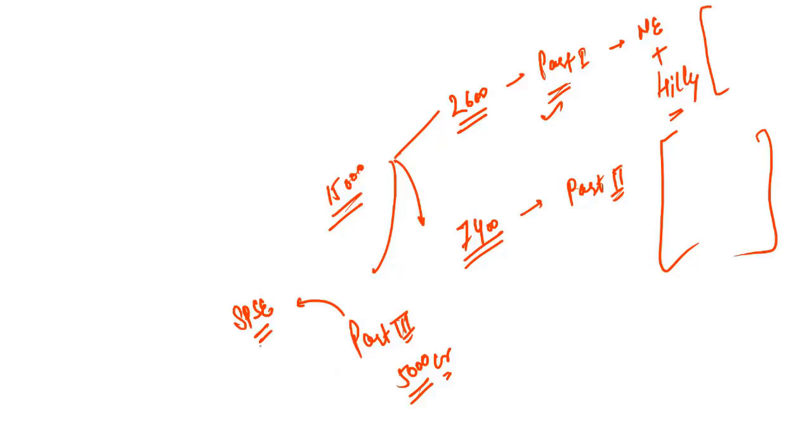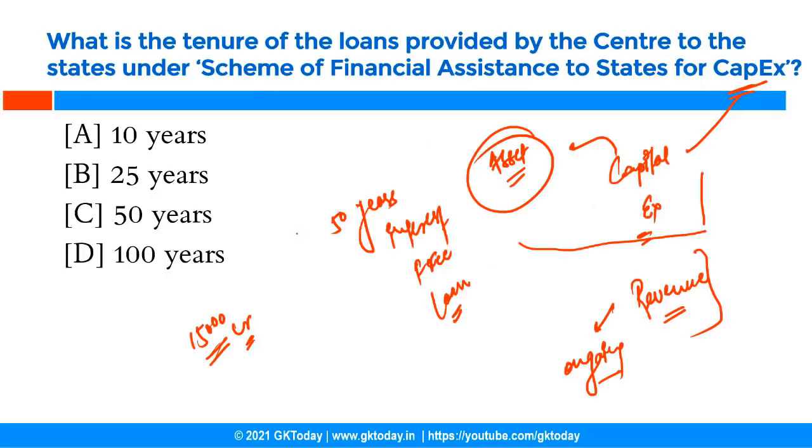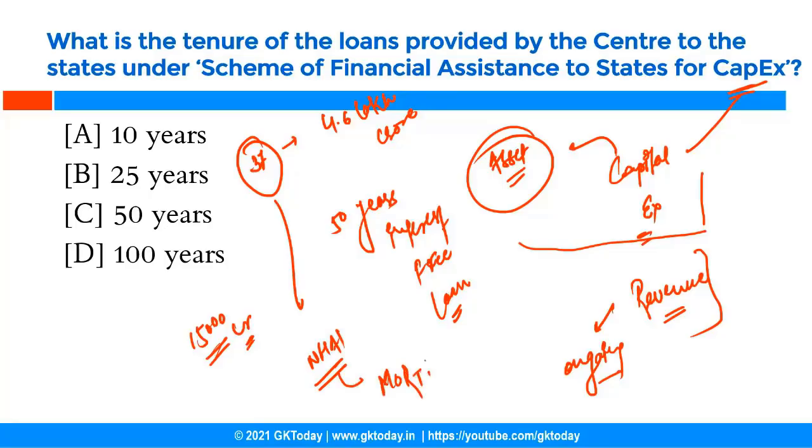Third is for state public sector enterprises. Now in the context of CapEx, that is capital expenditure, recently the government released data, and as per that data, the combined capital expenditure of 37 large public sector enterprises is 4.6 lakh crore. And in this, maximum capital expenditure was done by NHAI, that is the National Highways Authority of India. It is under the Ministry of Road Transport and Highways.